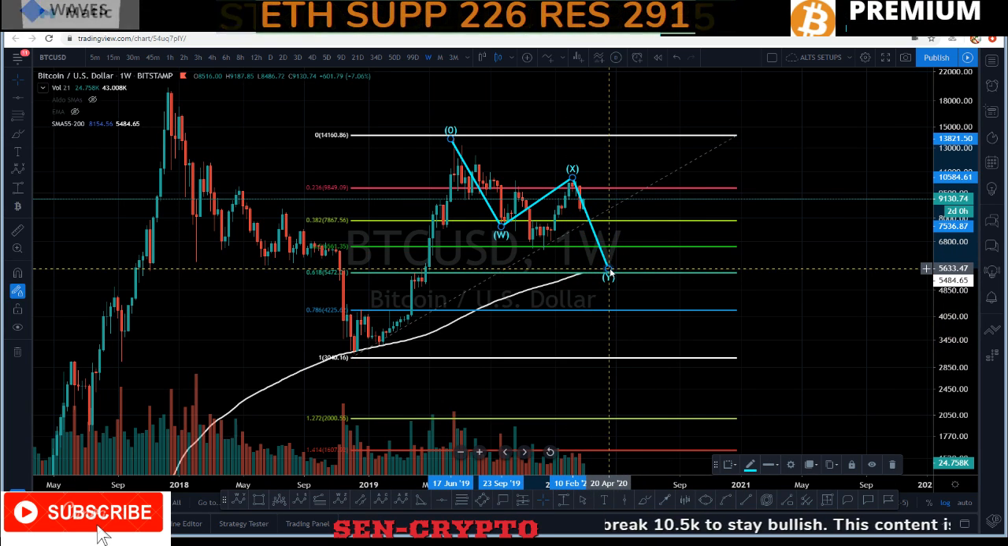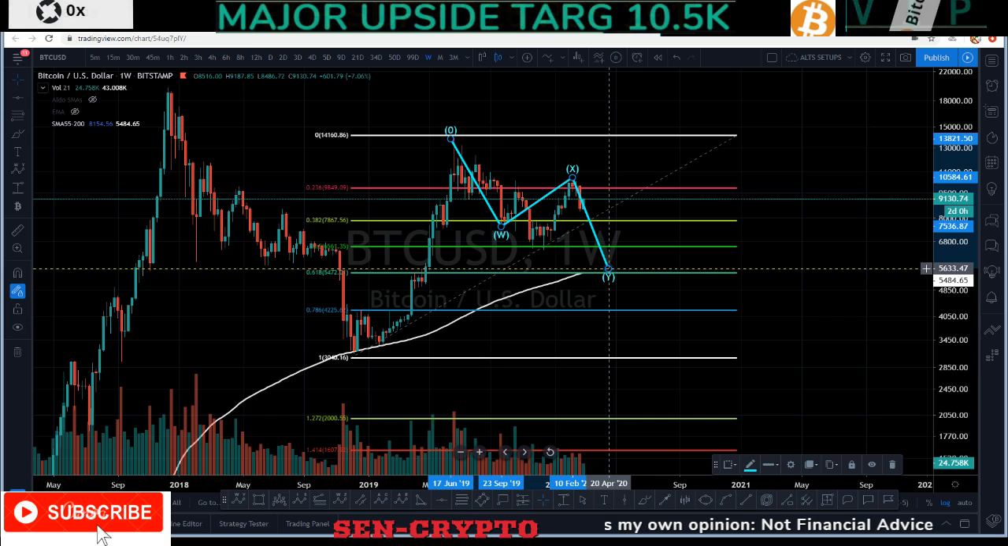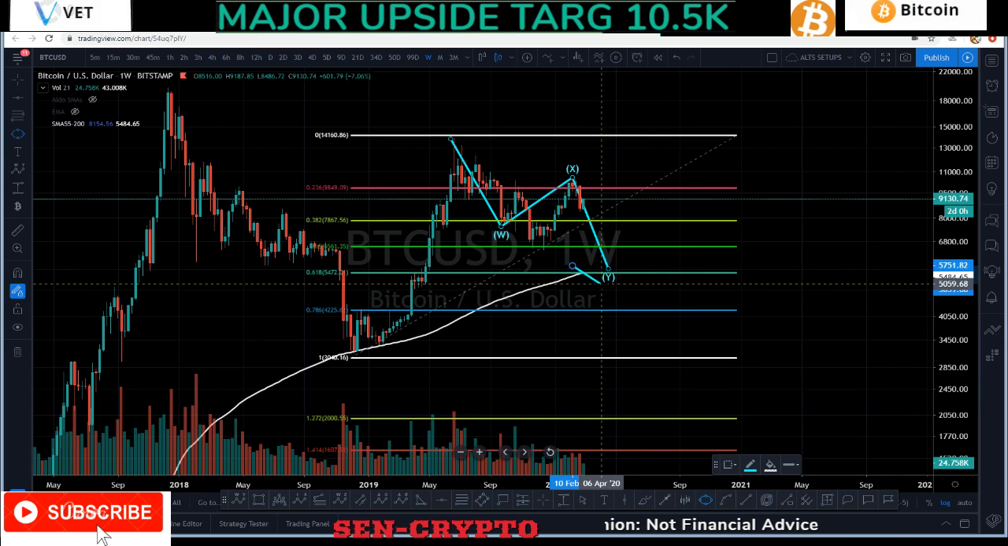0.618 is going to be exactly, guys, just about at the 200 MA on the weekly basis. So it is going to be incredible. We got nice confluence, guys.